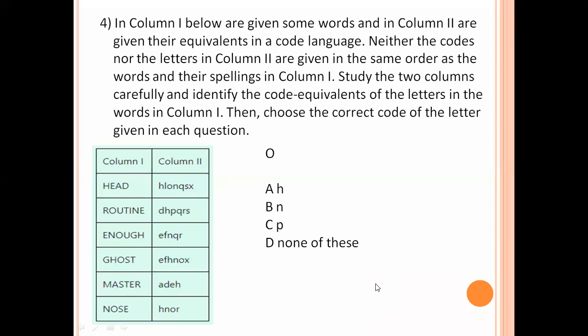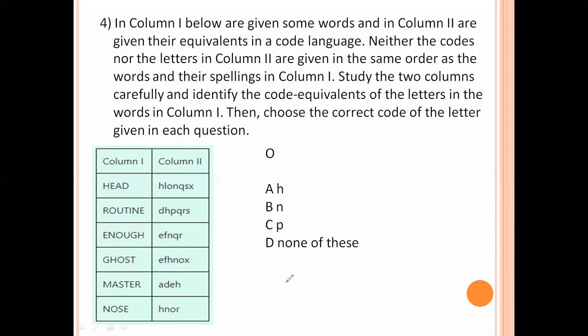In column 1, some words are given. In column 2, their equivalents in a code language are given. Neither the codes nor the letters in column 2 are given in the same order as the words and their spellings in column 1. Study the two columns carefully and identify the code equivalents of letters in the words in column 1. Then choose the correct code of the letter given in each question.